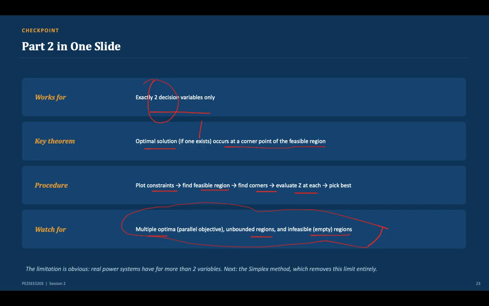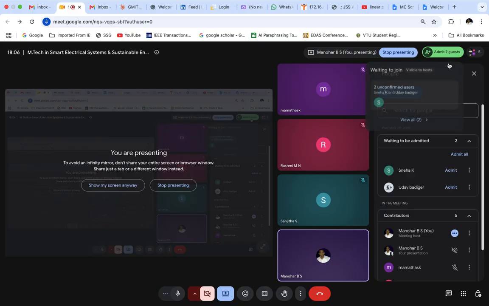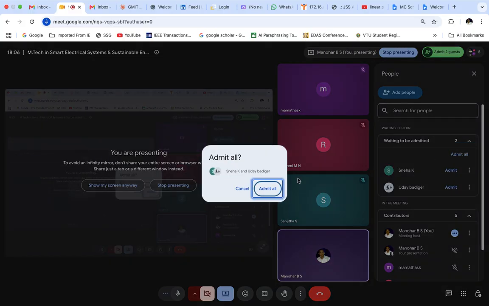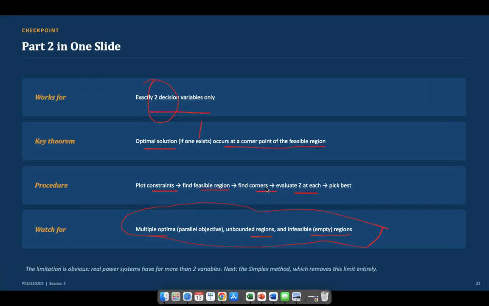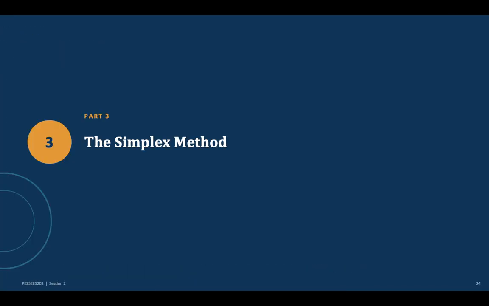So the limitation is that in any realistic power system, they may have hundreds, thousands, or even far more decision variables. So we cannot draw 1,000-dimensional feasible regions. It's not at all possible. So we need an algorithmic method that preserves the corner point idea, but also removes the two variable restriction we have in our graphical method. To overcome this limitation of the graphical method, we can have the next method, that is called the simplex method.